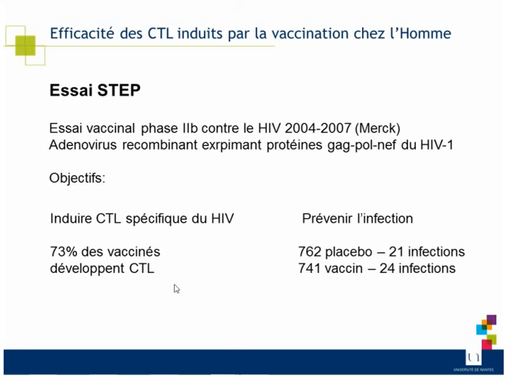But in terms of preventing infection, in the group who got placebo, 21 infections. In the group who got real vaccine, 24 infections. Zero efficacy. All right. So in terms of human vaccines, CTL do not seem to be working, or at least up till now.